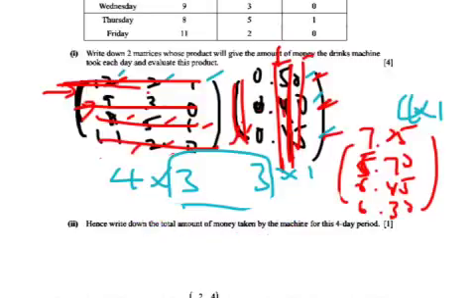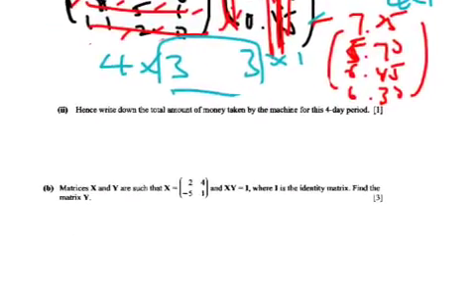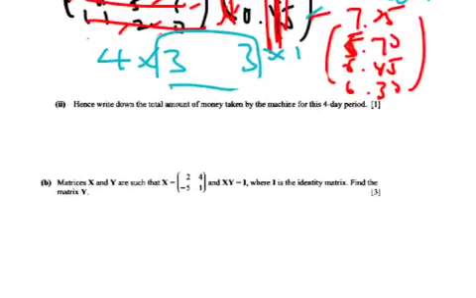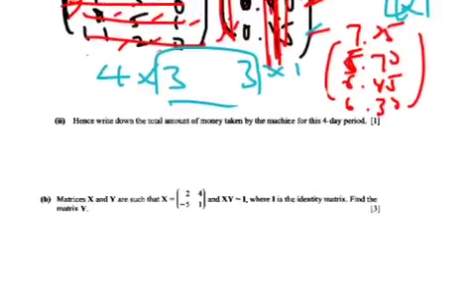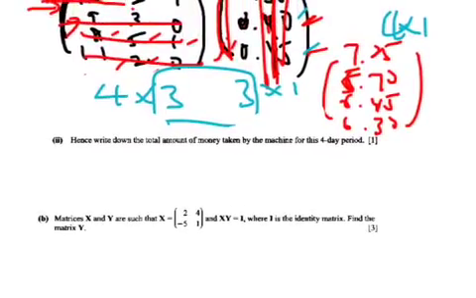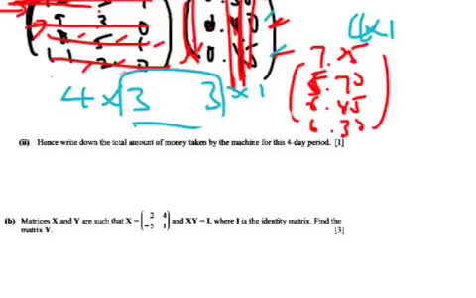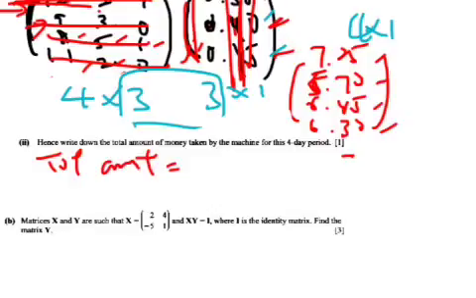Okay, let's continue with the second part. Hence, write down the total amount of money taken by the machine. It's very easy, you just add them up. So the total amount is, just write it down, 1 point. You just add them up and solve. It's 25 cents plus 45 cents, 70 cents. So 70 cents at the back. $1 plus 24 is $25.70.